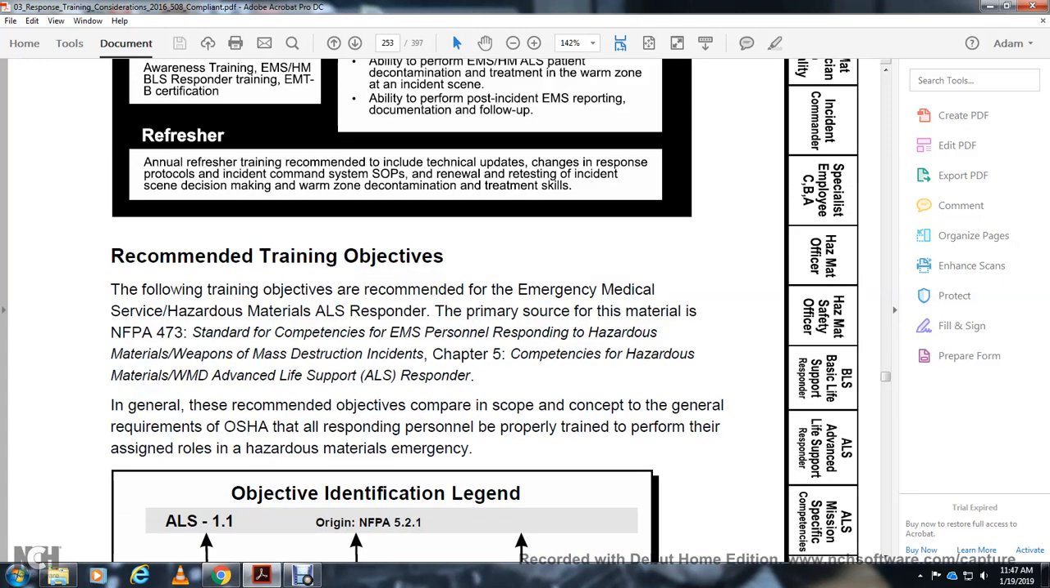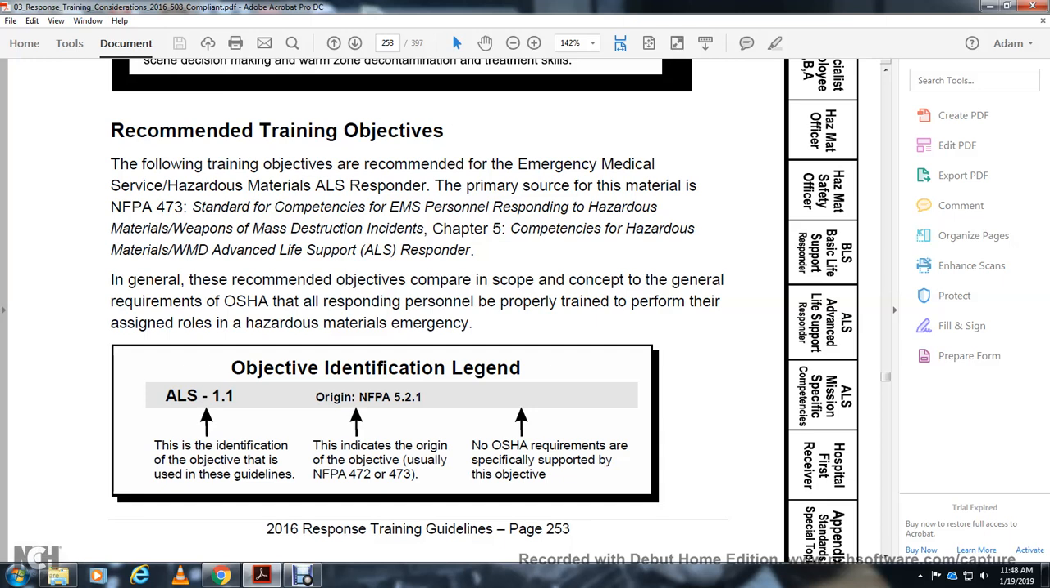The following training objectives are recommended for emergency medical services hazardous materials advanced life support responders, in reference to National Fire Protection Association 473, competencies for emergency medical services personnel responding to hazardous materials weapons of mass destruction incidents, Chapter 5, advanced life support responder. In general, these recommended objectives compare with the scope of the general requirements of OSHA, which require personnel to be properly trained for the assignment at hazardous materials emergencies.